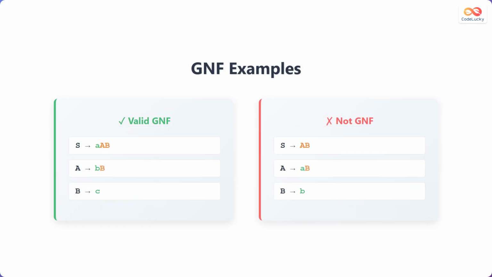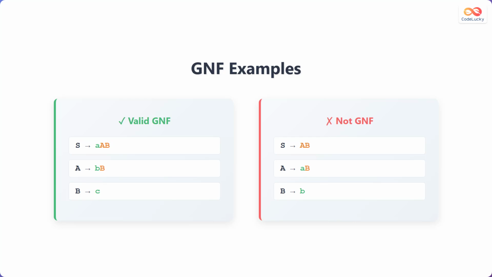Let's look at some examples to see the Greibach Normal Form in action. On the left, we have valid Greibach Normal Form. Notice that each production rule starts with a terminal symbol. For instance, in S derives aAB, a is a terminal. Similarly, A derives bB starts with the terminal b, and B derives c starts with the terminal c. This follows the Greibach Normal Form.